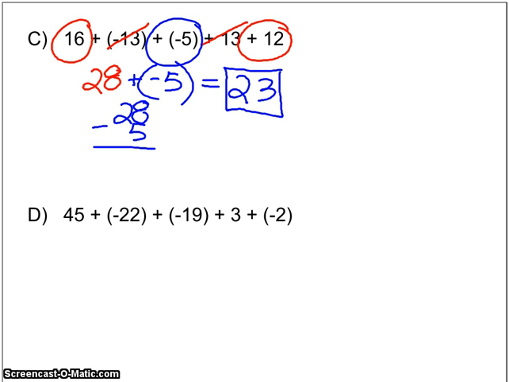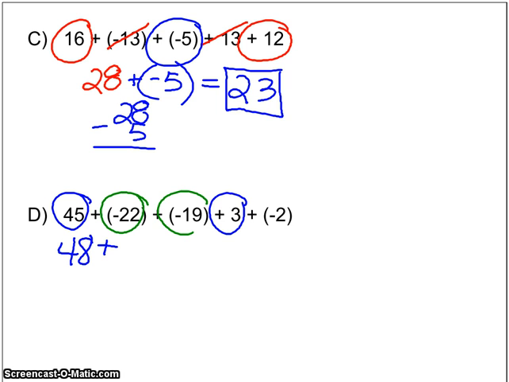And letter D, any additive inverses? Nope. Okay, so I'll start with my positive numbers. I have 45 plus 3, which is 48. And then for my negatives, negative 22 plus negative 19 is negative 41, plus another 2 more negatives, so I have negative 43.